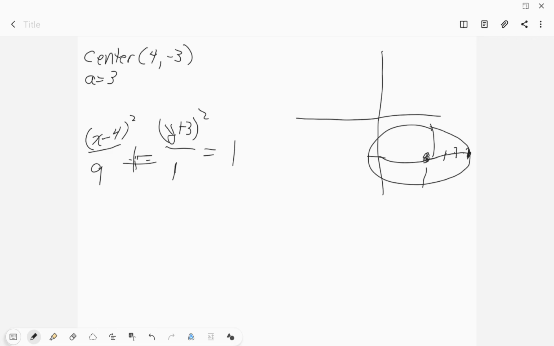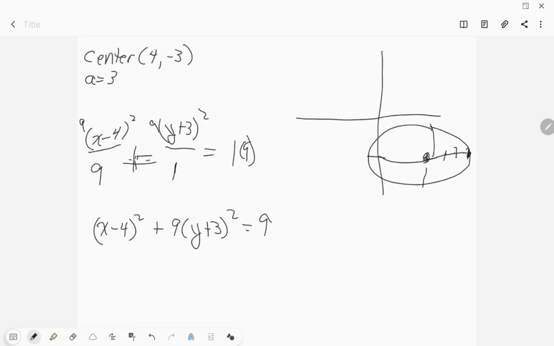Now to get it into general form, because they also ask for it in general form, my common denominator would be 9, because 9 times 1 is 9. So if I multiply this by 9, my 9s will cancel, and I'll just have x minus 4 squared. If I multiply this by 9, I end up with 9 times y plus 3 squared. And don't forget, everybody does, but don't forget to multiply the other side by 9 as well.